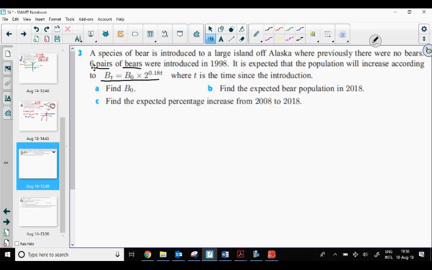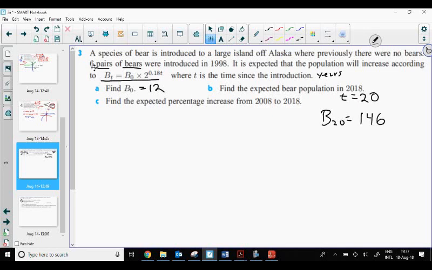And they don't actually specify the unit here, but we're going to say that that's time in years since the introduction in 1998. So b sub 0 is just the amount of bears at the very beginning. That's 12. Again, that's 12 bears, not pairs of bears. The expected bear population in 2018. Well, what's t going to be in that case? Well, that's going to be 20, right? Because we're 20 years into the future. So we're really asking, what is b sub 20? And b sub 20, if you just throw a 20 in there for t, you are going to get, rounded to 3 significant figures, 146 bears.